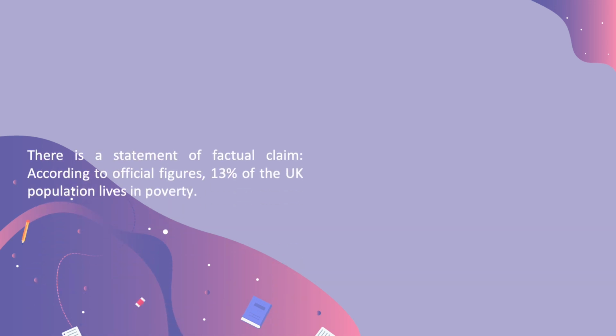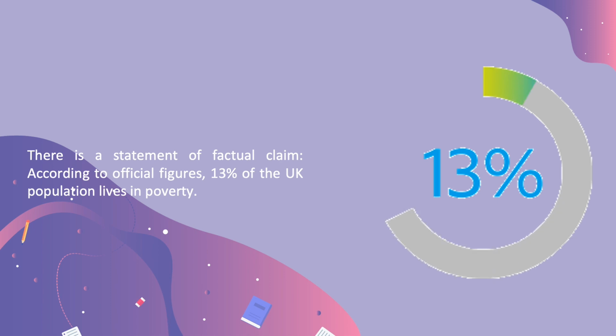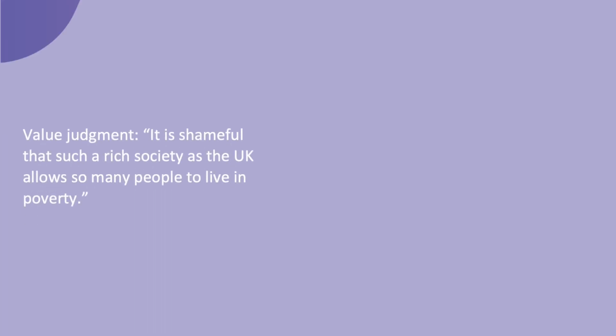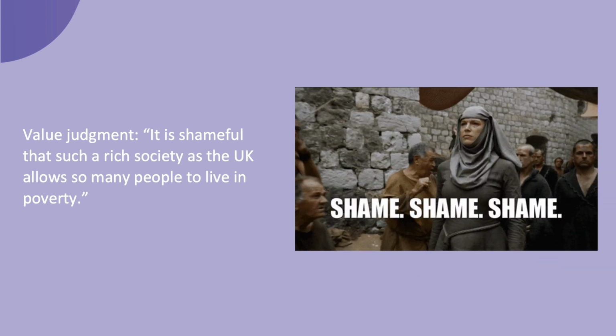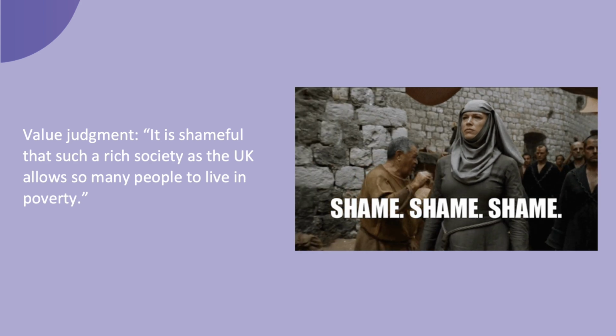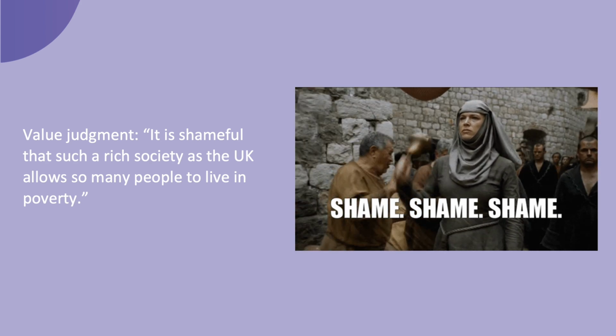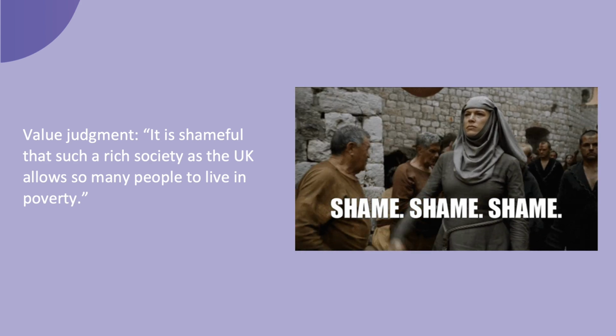For example, there is a statement of factual claim. According to an official figure, 13% of the UK population live in poverty. And here is a value judgment, which is, it is shameful that such a rich society as the UK allows so many people to live in poverty. So, it is shameful refers to the opinion of the readers or claimers toward UK people living in poverty.